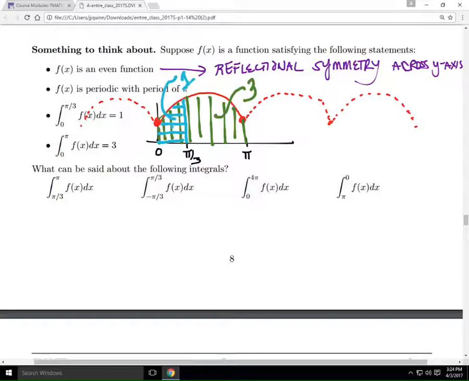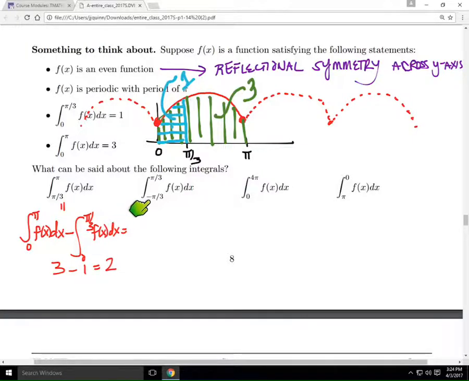So look at the first one. It's the definite integral from pi over 3 to pi of f of x dx. Well, looking here, that's just the area under the curve between pi over 3 and pi. We can take the area between 0 and pi and subtract off what we got from 0 to pi over 3. So that's exactly what we'll do. We'll take the total area from 0 to pi and subtract off the area from 0 to pi over 3. 3 minus 1 is 2, so the integral from pi over 3 to pi is going to be 2.